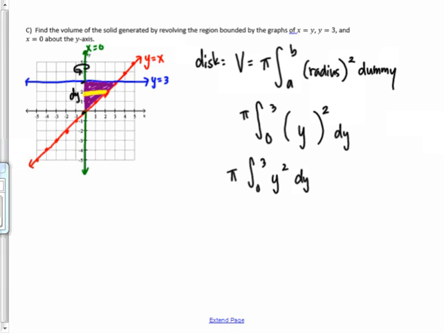You'll be fine. So this is pi times, if you integrated that, you get 1/3 y cubed, and you're going from 0 to 3. So I'll let y'all plug that all in. But I got, when I did it, 9 pi.